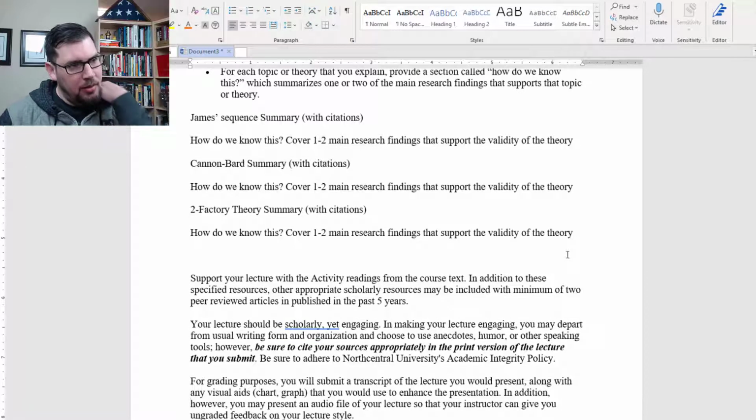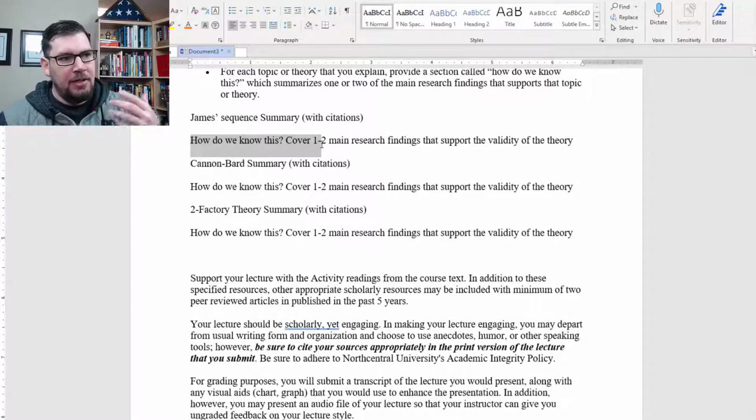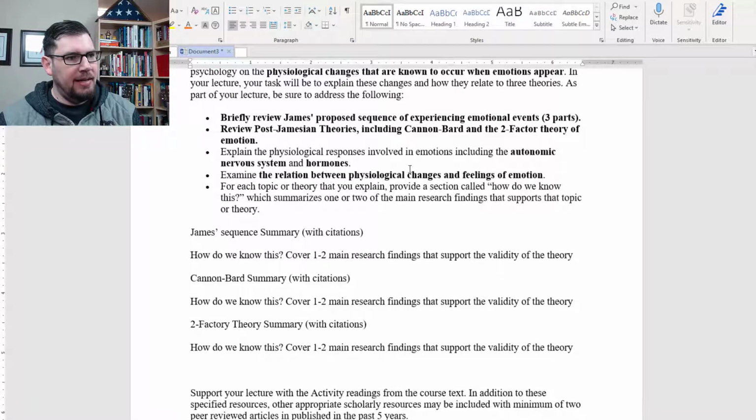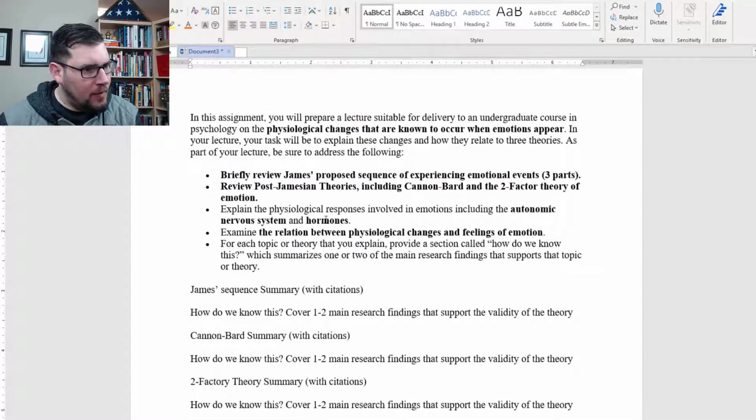However, you're going to summarize each theory. And then after each theory, you're going to include a section that says, how do we know this? There are two other sections that we don't need to forget. The first and second ones.